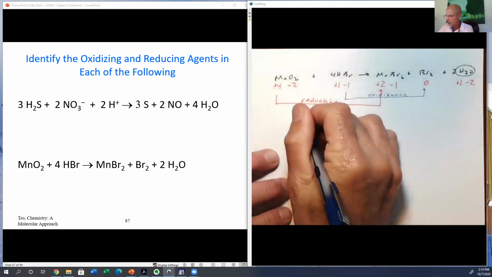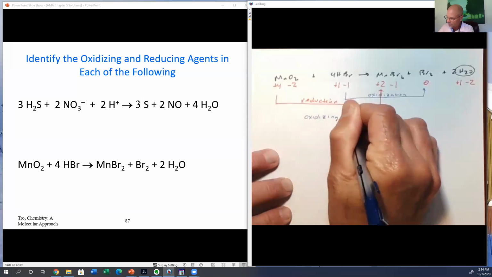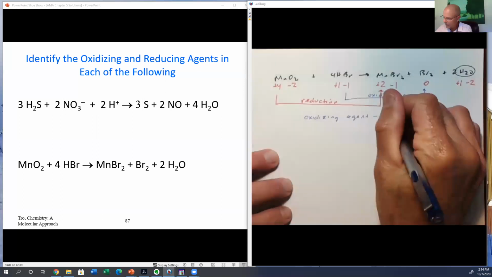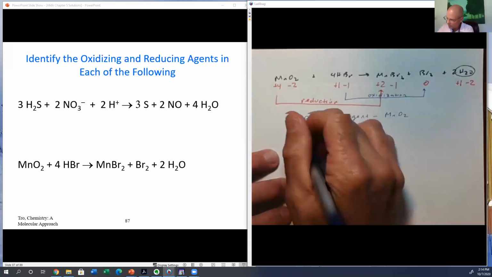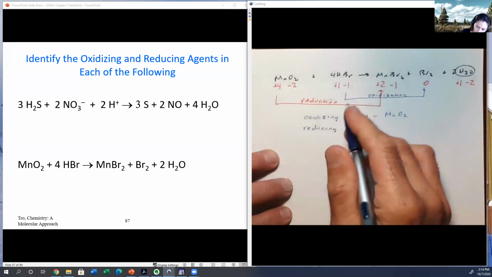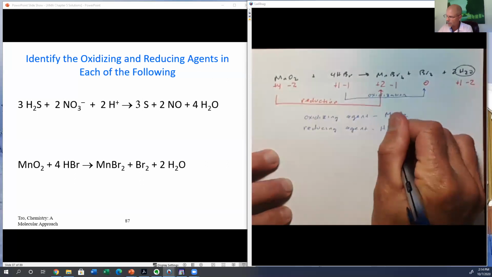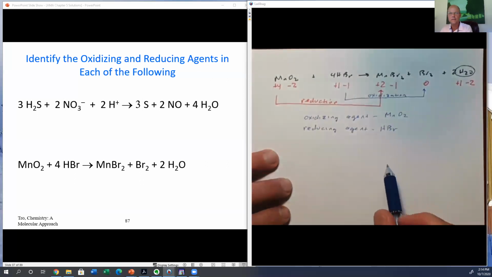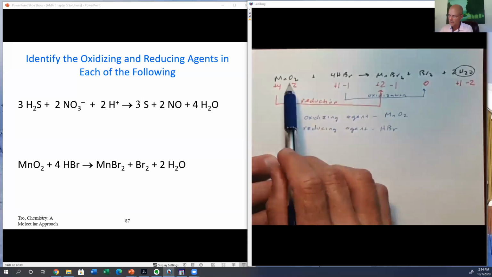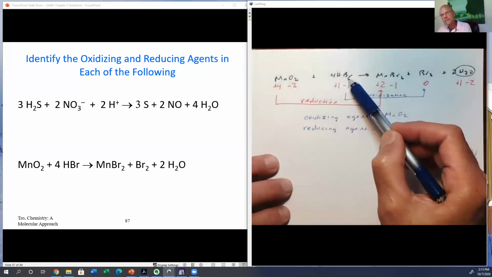So what is my oxidizing agent? Manganese, correct. MnO2 is my oxidizing agent. And what is my reducing agent? Bromine. Bromine is being oxidized, so it's my reducing agent. And it's in HBr, so we're going to write down the formula for the whole HBr. So this is the oxidizing agent, and that's the reducing agent. This is the oxidizing agent because it's being reduced and causing the oxidation of this. Yeah?